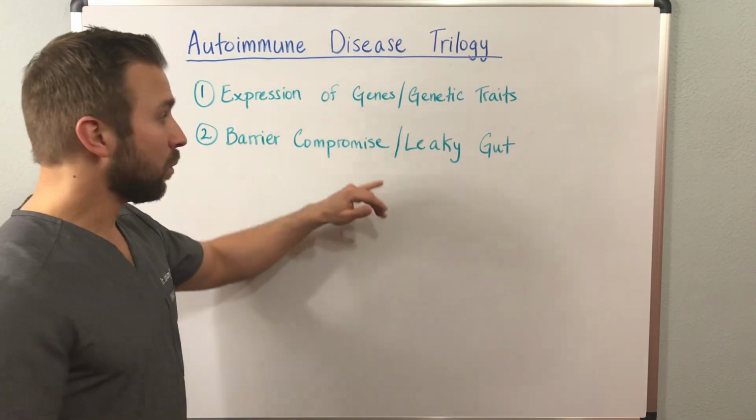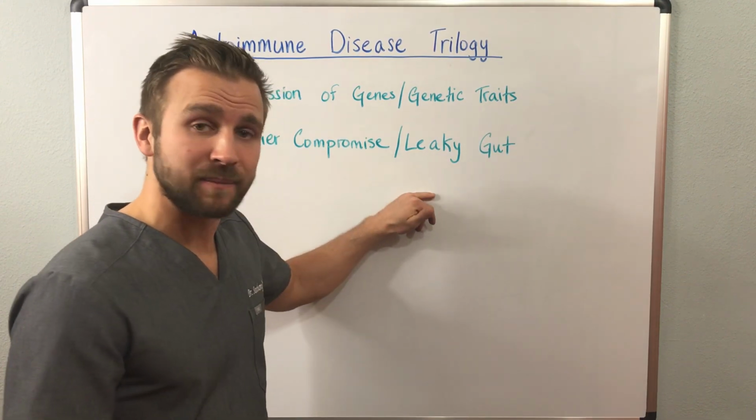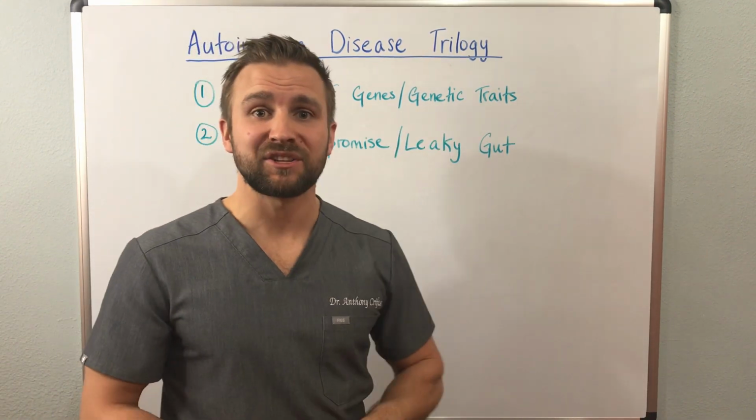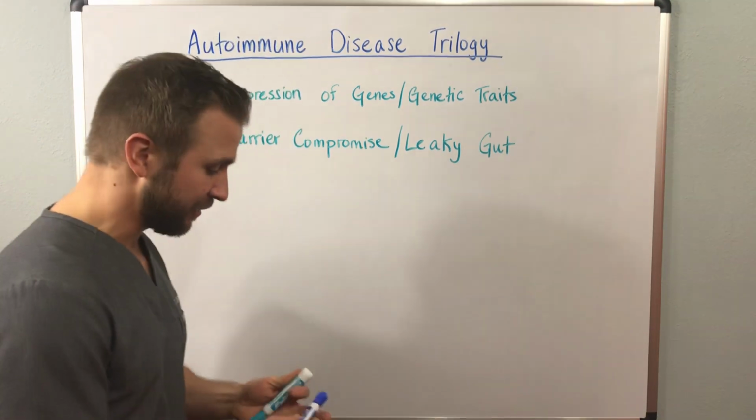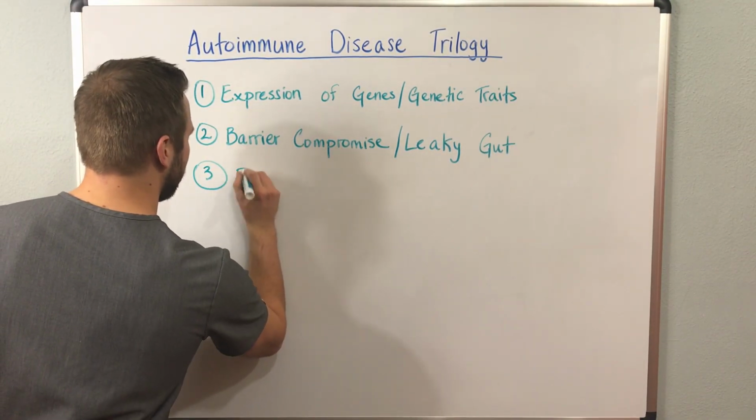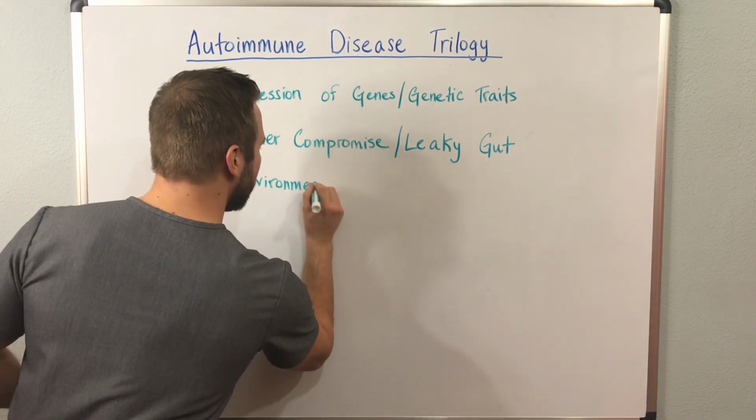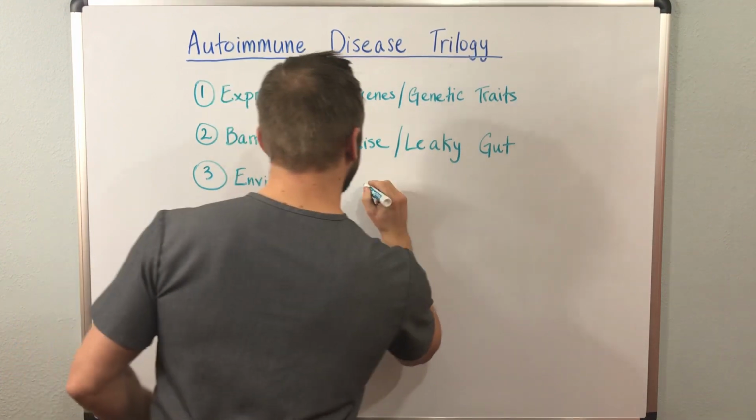Very, very important. First we test for this, then we're able to resolve it. So many of our patients with autoimmune conditions get better. Okay, and the third one is environmental triggers.